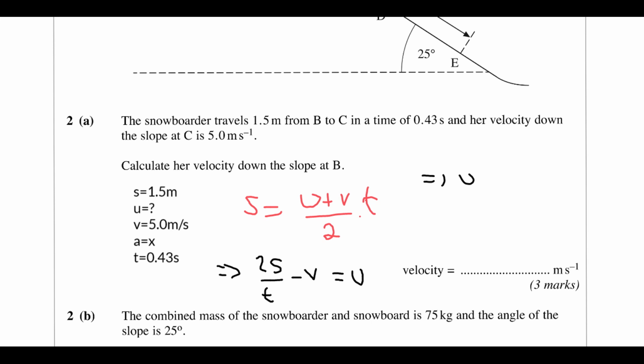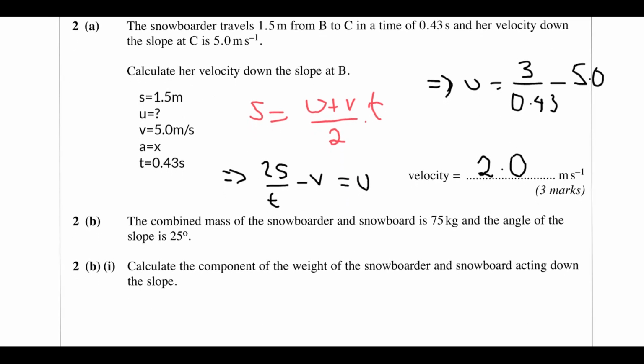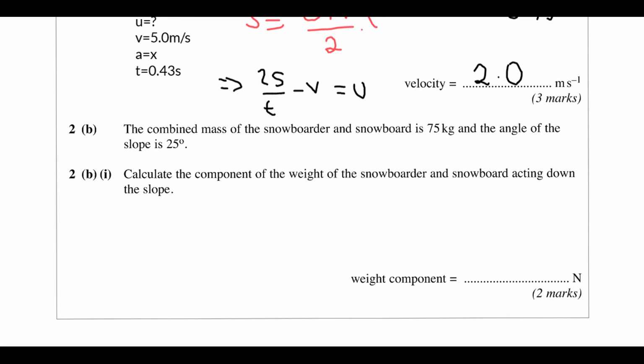So u is 2s, so that's 3 divided by the time, 0.43, subtract 5, and when we put that into the calculator, we end up with 1.98. So an appropriate number of significant figures to give it to would be 2. So it's going to be 2.0 meters per second.